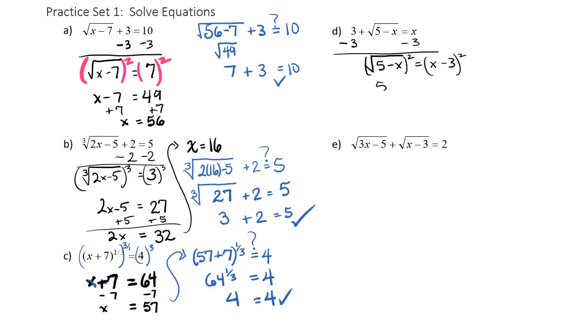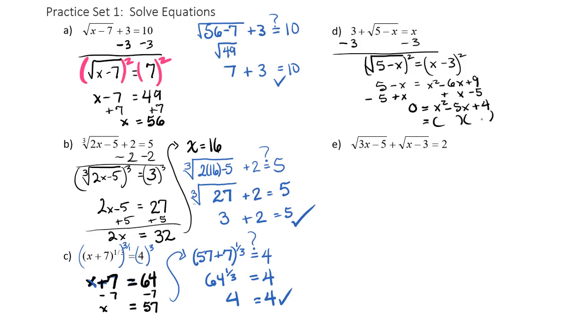This gives me 5 minus x is equal to x squared minus 6x plus 9. Now we need to set this equal to 0 and solve for x. Add x to both sides and subtract 5 from both sides. This will give me 0 is equal to x squared minus 5x plus 4.